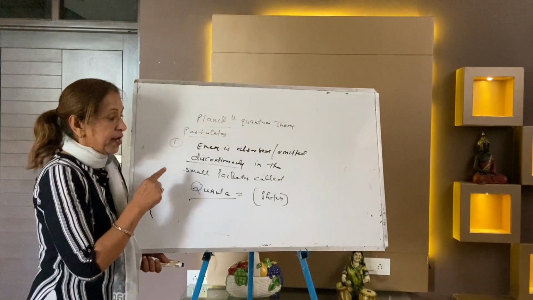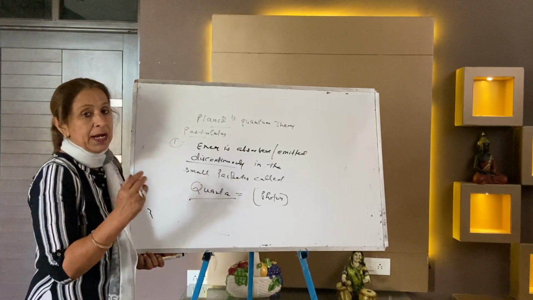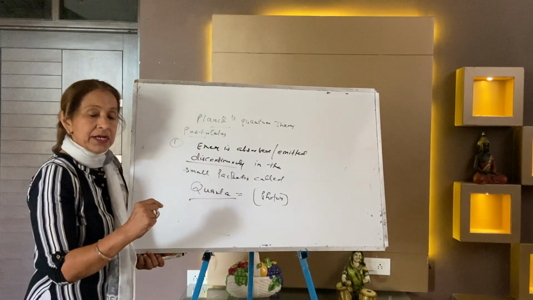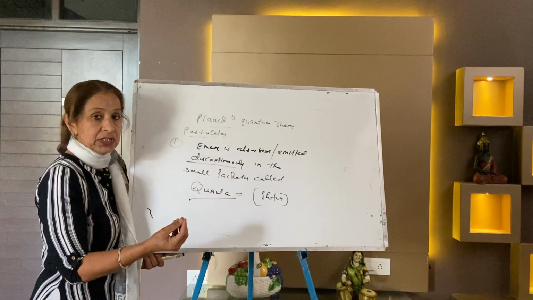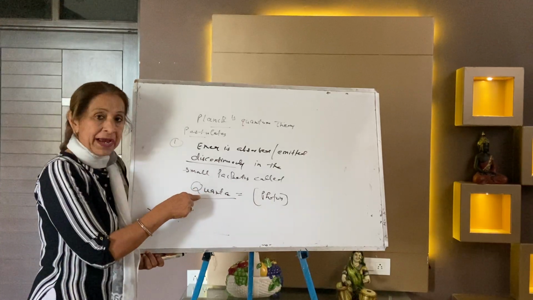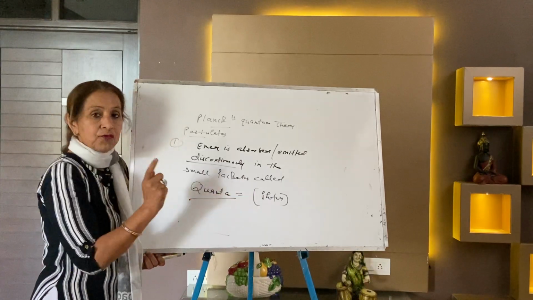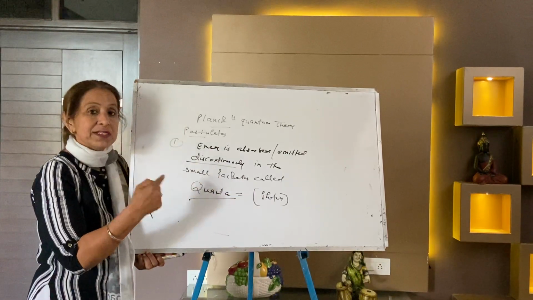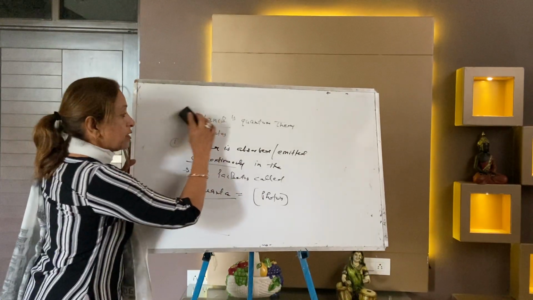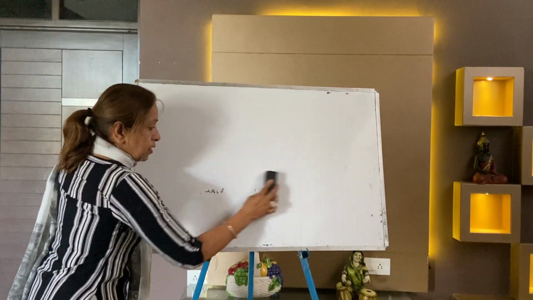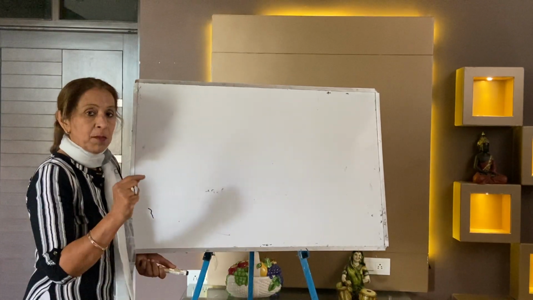According to this theory, energy is absorbed and emitted discontinuously in the form of small packets called quanta. There are various forms of energy, and if these packets are filled with light energy, then these quanta are also called photons. Now I'm explaining what is meant by the word discontinuous. This is the first postulate: energy is absorbed and emitted discontinuously in the form of small packets.